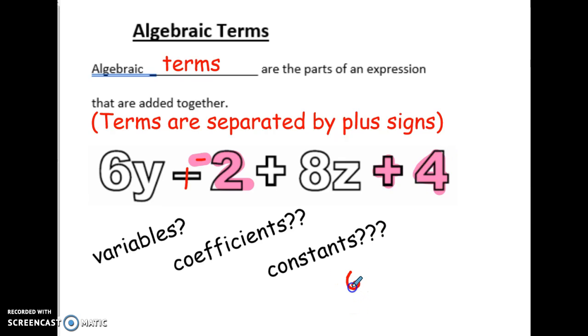So to rewrite this expression, you could say that there are 6 y's plus 8 z's, but we can combine those constant terms because they're just plain numbers. Negative 2 added to 4 gives us positive 2. So this would be called a simplified version of that expression. It has the same value, it just looks a little different because we added together those constant terms.